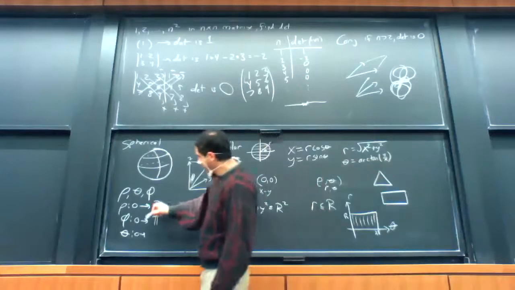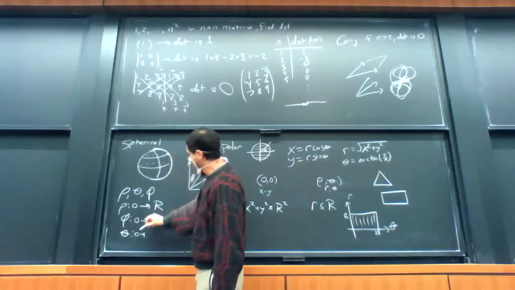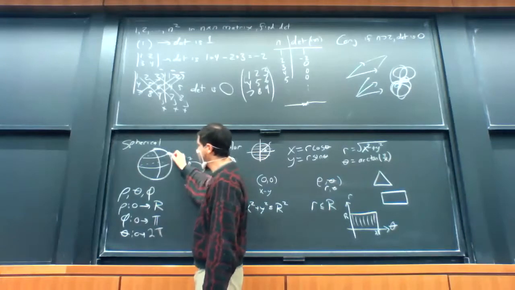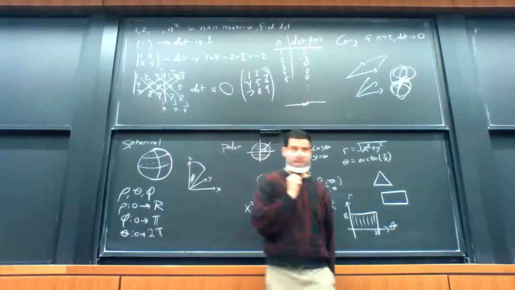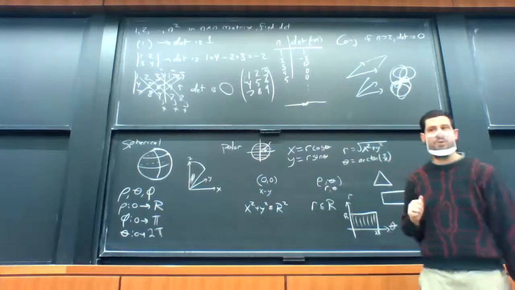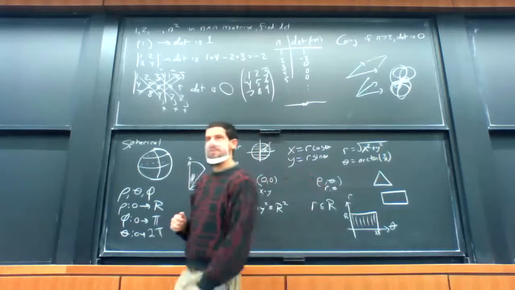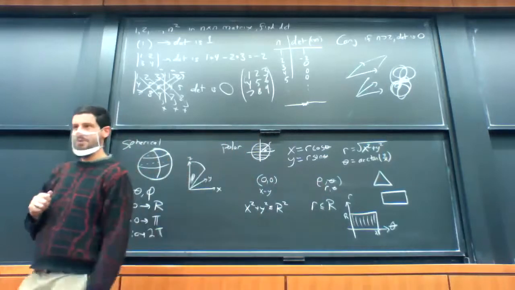So if phi goes from 0 to pi, and theta goes from 0 to 2 pi, I come down anywhere and then I spin all the way around, I will get every point on the sphere once and only once. And that's why these are the ranges. Okay?